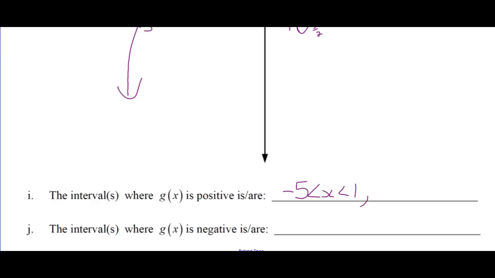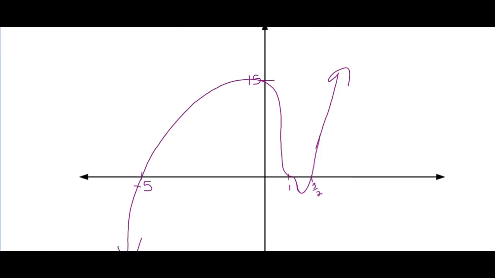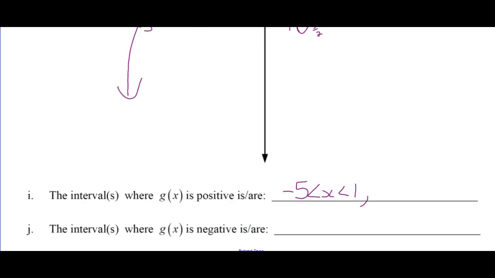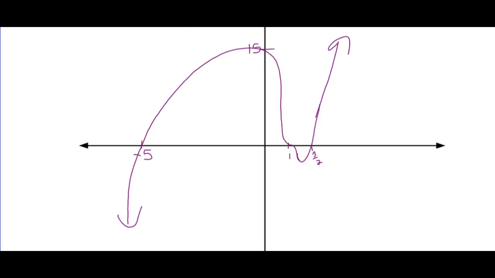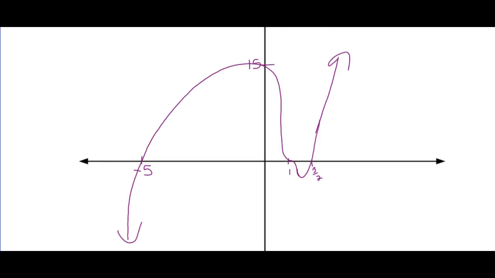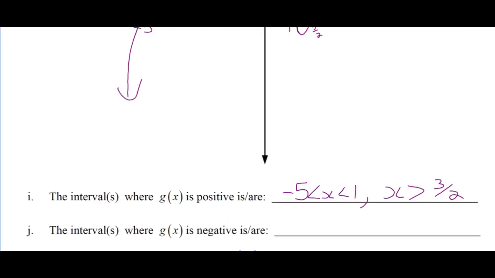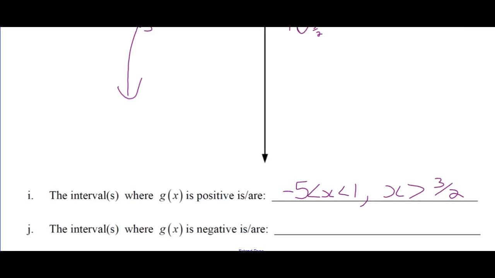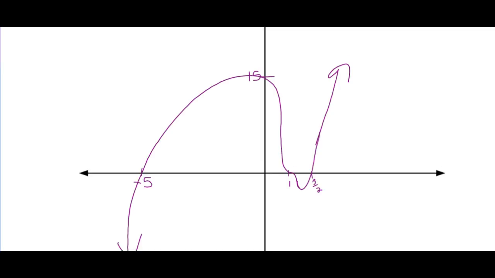Okay, where else is it positive? Okay, so from negative 5 to 1, yep, because what is equal to it? It's 0, and that's not positive. And then, where is it negative? So if it's less than -5, it's negative. Where else?